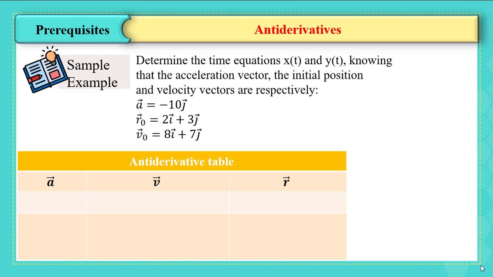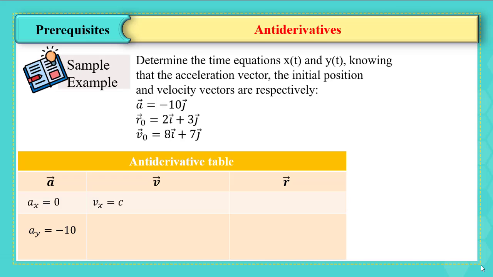In order to solve this question, we're going to use this table that we're going to call the antiderivative table. First, let's fill in the components of the acceleration vector along x and along y. After that, we're going to use the antiderivative to find v vector and r vector. Now, ax is 0 since they mentioned that it is just minus 10j vector. So ay is minus 10.